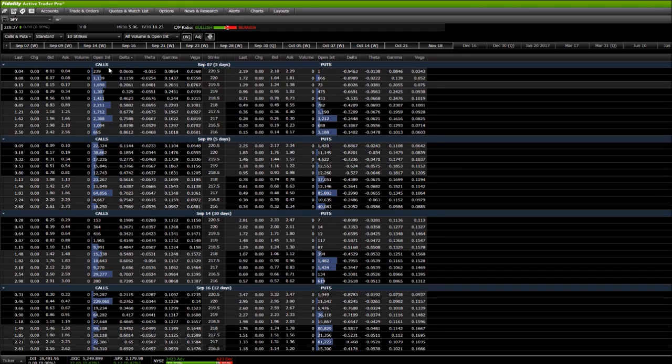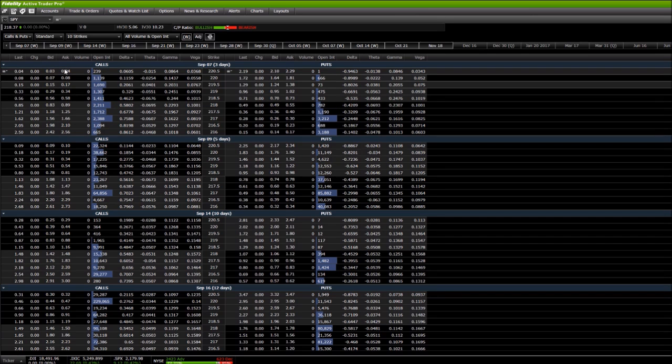So we've got calls on the left side, puts on the right side. The information is the same for both of them. And right down the middle is the strike, and that's the price of SPY that we're going to be looking at. So let's go down the list here and explain them a little bit more. Last is the last price traded for that option. Change is the percentage change compared to yesterday.